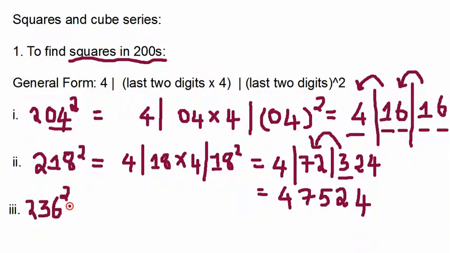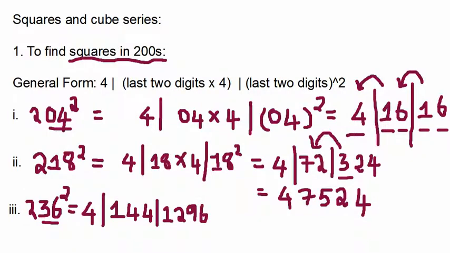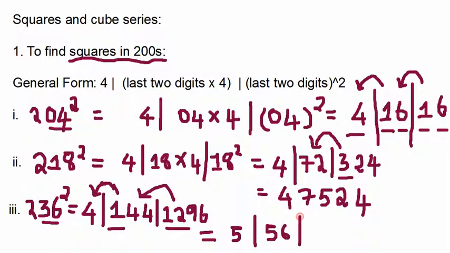Once again, another example: 236 square. So how to do it? First step is 4, take a pause, and take the last two digits and multiply with 4. We get the answer as 144. Then we square 36. Already we have seen the shortcut, so we can do it quickly. 1296 is 36 square. So only two digits can be there. So totally 5 digits is the answer.